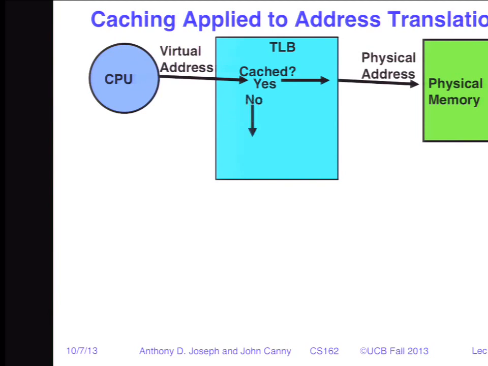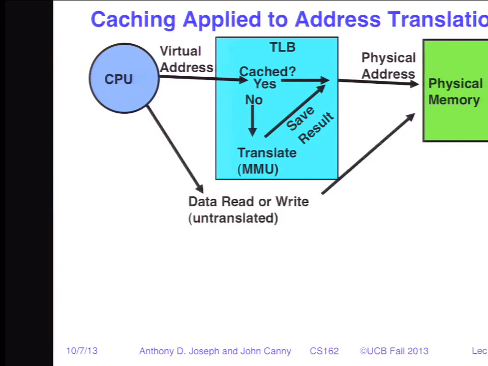If not, we're going to run the whole translation process, so use our memory management unit to walk the page tables, or the segment page tables, or the page tables of page tables, and save the result in the translation look-aside buffer, and then we have our physical address again. And of course, the kernel can do untranslated reads and writes, so generate physical addresses, as you've probably seen in Nachos.